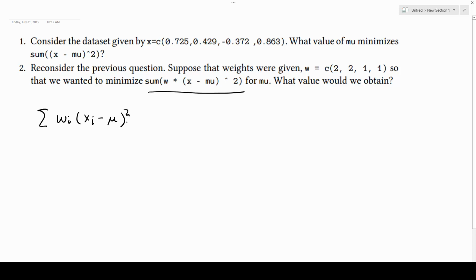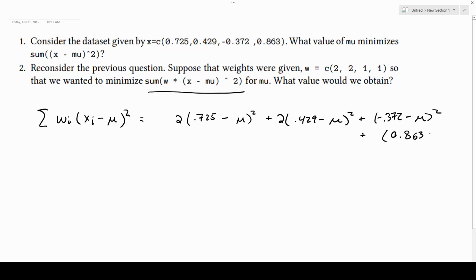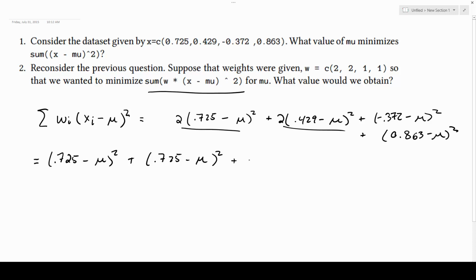Well, one way to think about this, I could write this out as 2 times 0.725 minus mu squared plus 2 times 0.429 minus mu squared plus negative 0.372 minus mu squared plus 0.863 minus mu squared, which is exactly the same thing as writing these two out twice. 0.725 minus mu squared plus 0.725 minus mu squared plus, and so on.